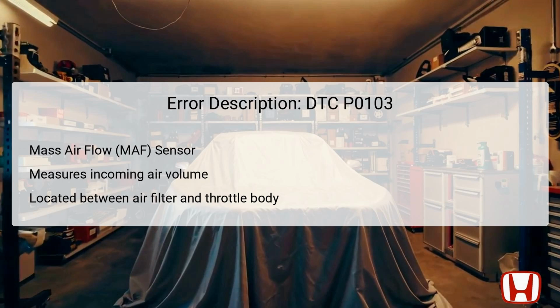The MAF sensor's location ensures that it gauges the airstream directly after it passes through the air filter, ensuring accurate measurements. Understanding this component's function is essential in diagnosing the issue effectively.